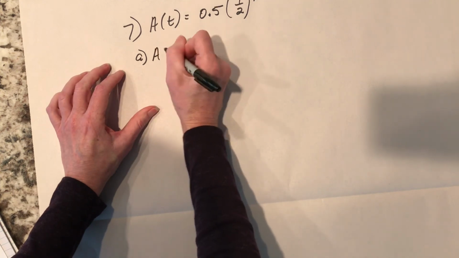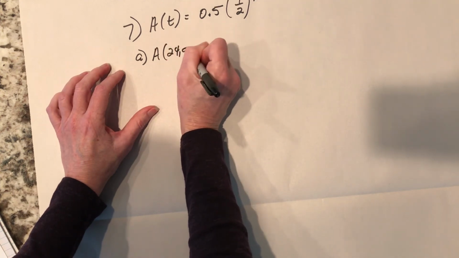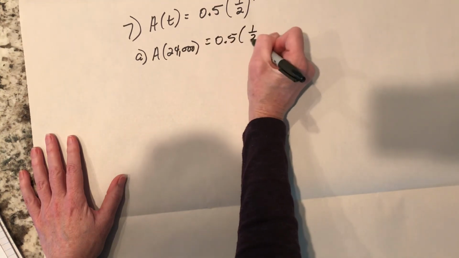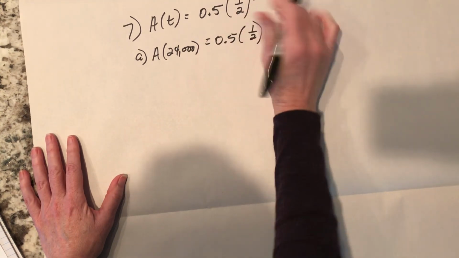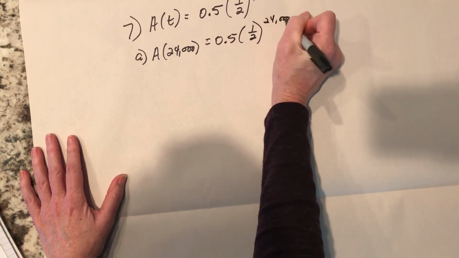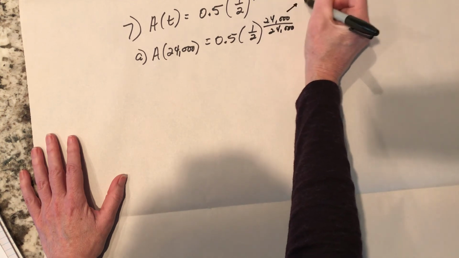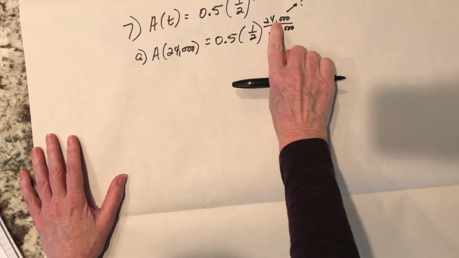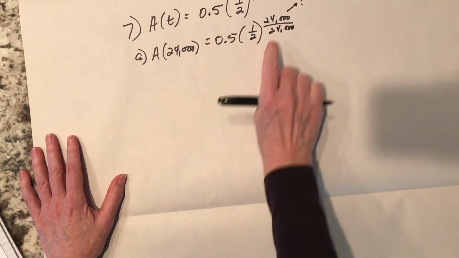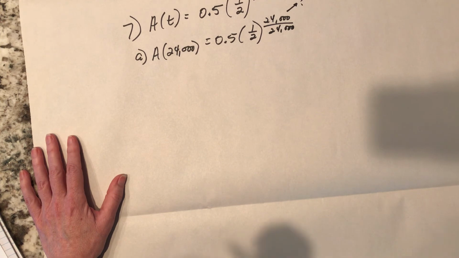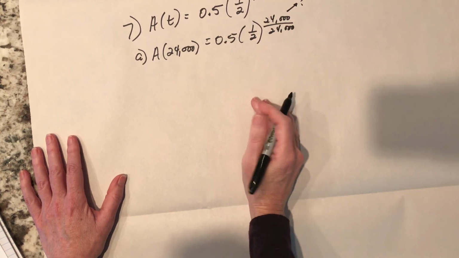Problem A asks you to evaluate the function for the given values of T and interpret the meaning in context. So we're looking for what we've got after 24,000 years. How much of this 0.5 is still strong? How much life does it have left? So 0.5 times 1/2. The time that we're talking about here is 24,000, and we're dividing it by 24,000. This is the question they've asked you. How much time are you looking at? This is the half-life. I'll talk about it again when we get to B so you can see the distinction. It's a little hard to tell when they're both 24,000.